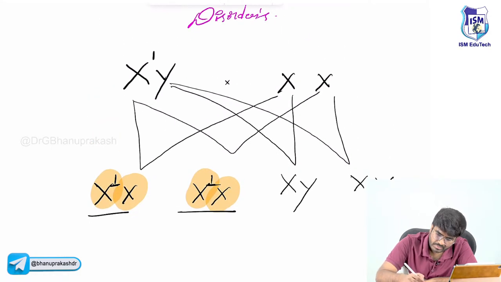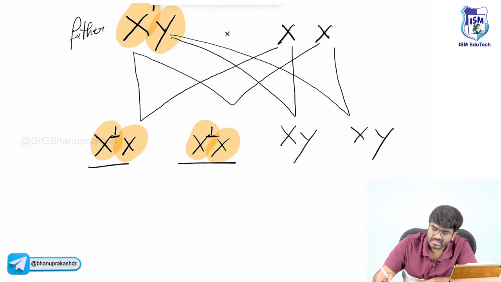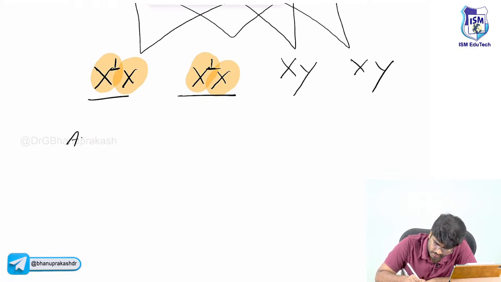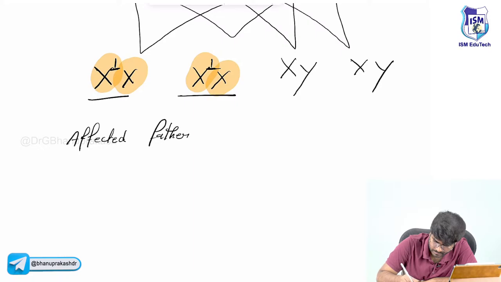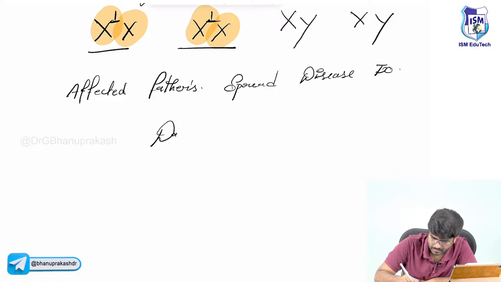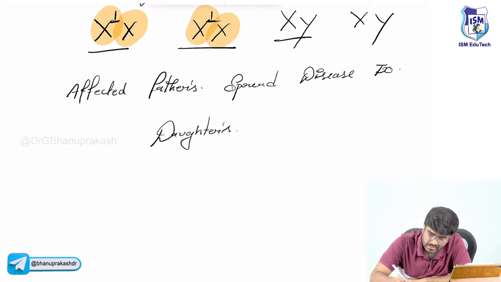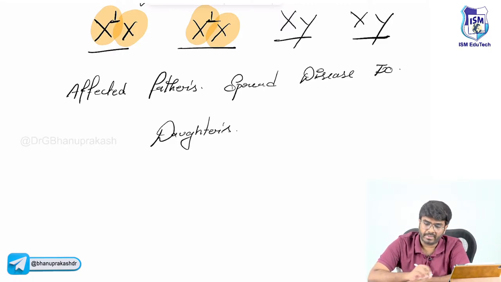So affected fathers, MCQ. Now this is the father. Now the father is going to spread the disease to whom? Affected fathers spread the disease to daughters, sir. But here males are lucky, males are spared, sir.